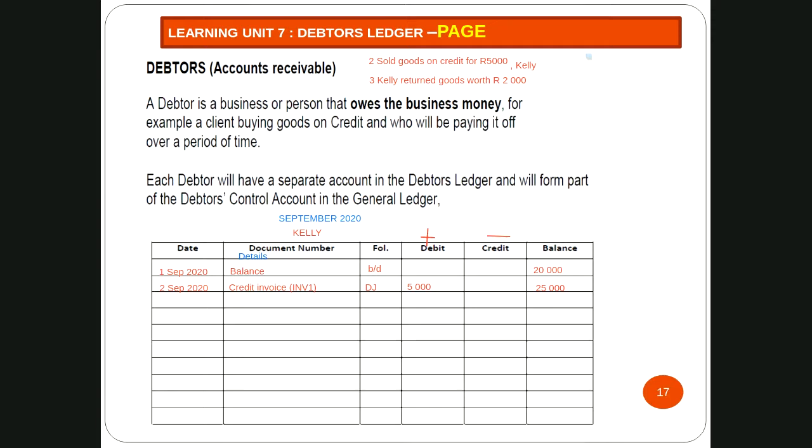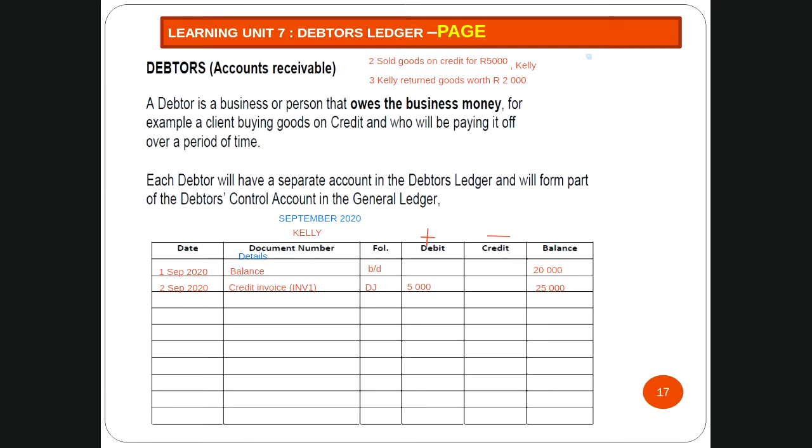So Kelly returned goods for 2,000. We need to go and record so that we can affect Kelly's account. It's like, if you cancel and don't want to come back, sometimes they can take some of the money, but they can cancel some of it if you cancel on time. So on the third, September 2020, I'm going to come here. Can you see how easy that is?